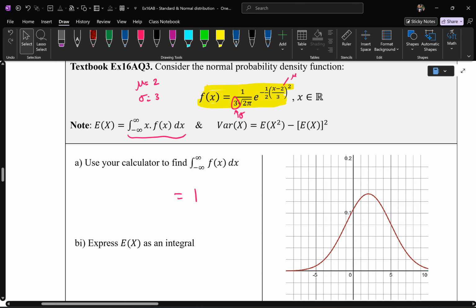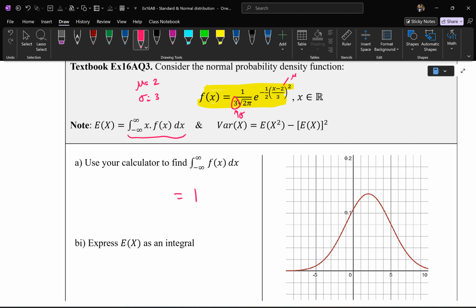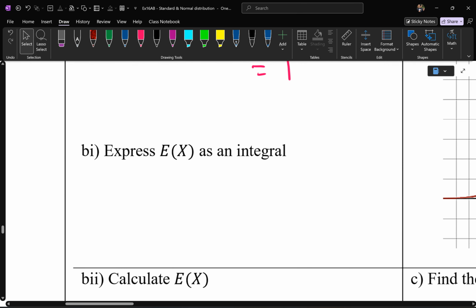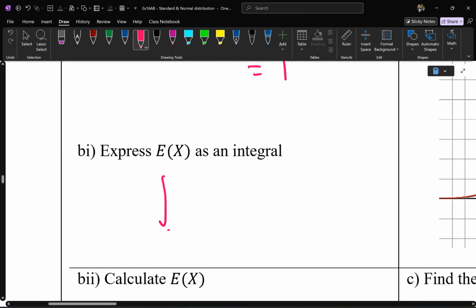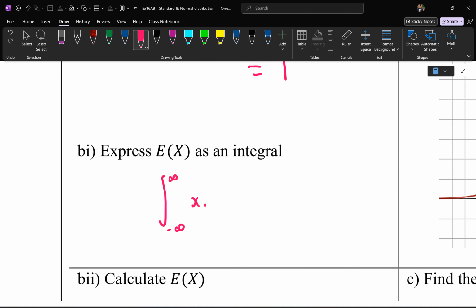Now they say, part B. Express E of x as an integral. So how do you express E of x? Remember, E of x is the mean. And from chapter 15, you learned that the mean is this formula that I've got up here. Right? So it's x times the probability function. So to write as an integral, essentially you're doing the integral from negative infinity to infinity of x times 1 on 3 root 2 pi e to the power of negative half of (x minus 2) on 3, all squared, dx.